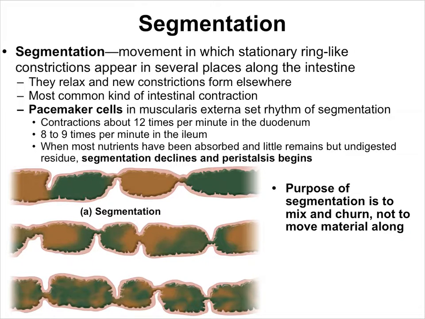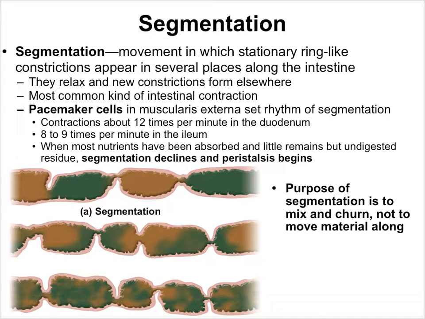This happens more commonly than peristalsis. It's sort of happening constantly. And it's actually driven not by your brain, but by pacemaker cells, autorhythmic cells that are embedded in the small intestine. And every so often, one of these pacemaker cells will go off and will cause a local contraction in the area.